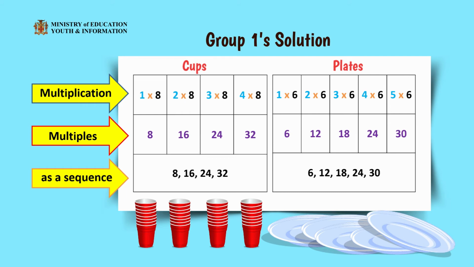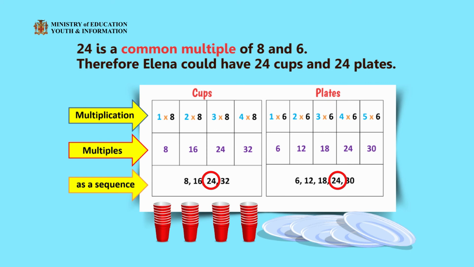What would group 1 need to do to find the solution? Very good. Yes, boys and girls, you are paying keen attention. We need to identify the numbers that are common multiples of both 8 and 6. And what numbers are these? Very good. 24 is a common multiple of 8 and 6. Therefore, Elena could have 24 cups and 24 plates.